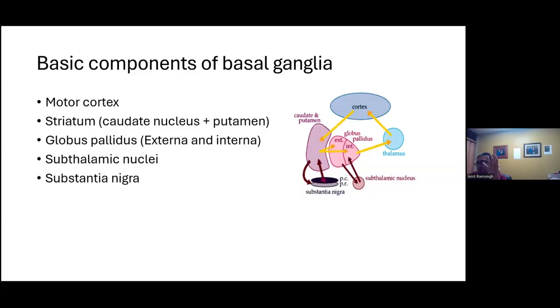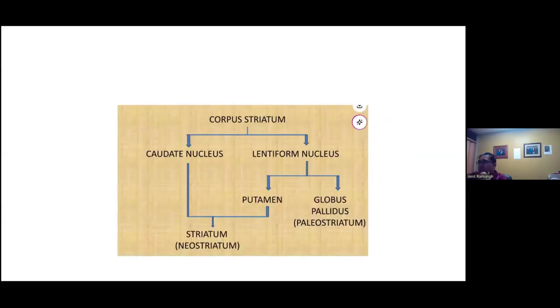One point to note is that you will see the term lentiform nucleus, which is a combination of the putamen and the globus pallidus. Striatum or the corpus striatum is a combination of the caudate nucleus and the putamen, just in terms of your terminology. And this basically just breaks down what I just said with respect to what composes each of the different components.